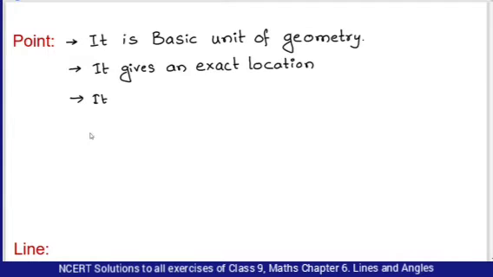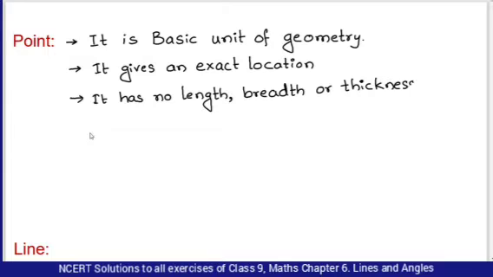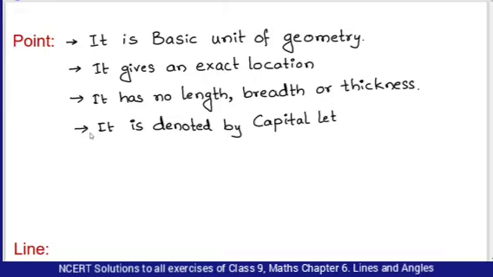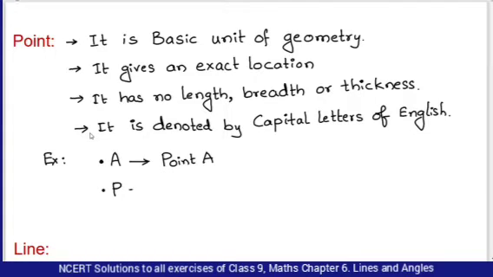Point has no length, no breadth or thickness. And it is denoted by capital letters of English. Example, point A. It can be said as point A and this as point P.